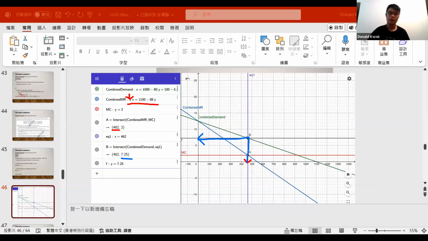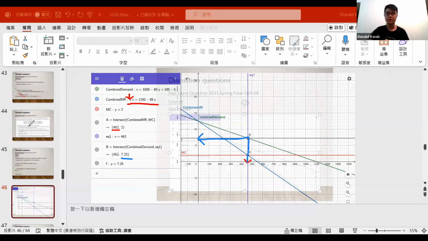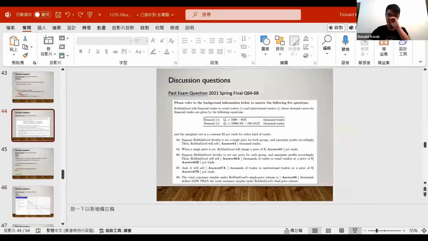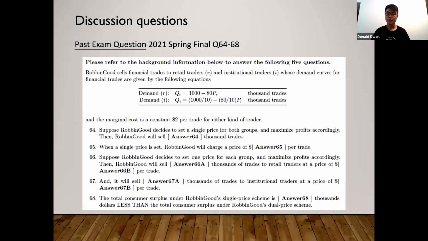So remember these 4 universal steps, and it will be quite useful for the following demonstration and to solve questions in simple monopoly pricing. Let me go back to the slide, and we have completed question 64 and 65 to find the profit maximizing quantity and price. And we move on to 66 and 67. If the firm sets one price for each group of consumers, what would be the corresponding price and quantity for each group of traders?